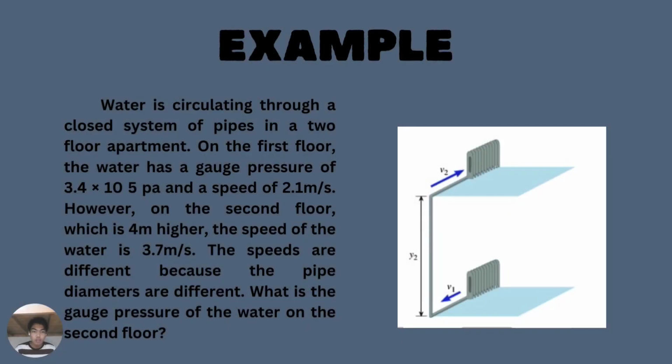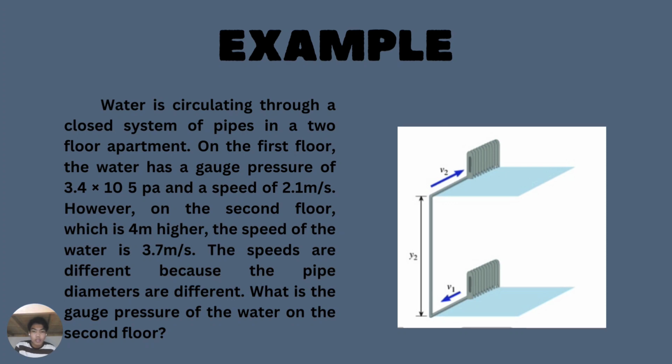Here's another example of a Bernoulli equation problem. Water is circulating through a closed system of pipes in a 2-floor apartment. On the first floor, the water has a gauge pressure of 3.4 times 10 raised to the 5th power pascals and a speed of 2.1 meters per second. However, on the second floor, which is 4 meters higher, the speed of the water is 3.7 meters per second. The speeds are different because the pipe diameters are different. What is the gauge pressure of the water on the second floor?